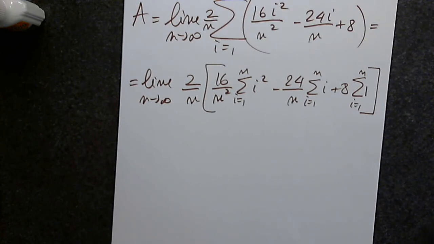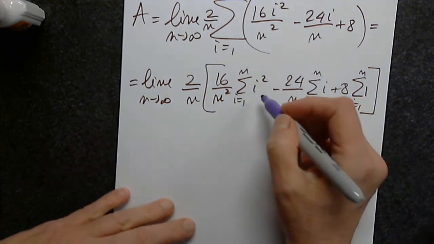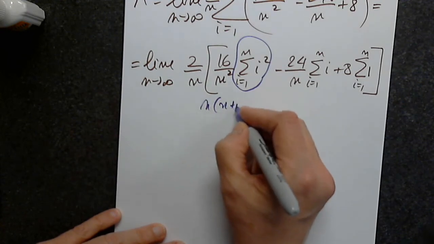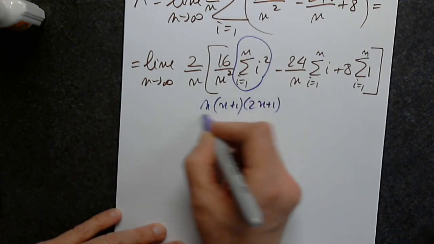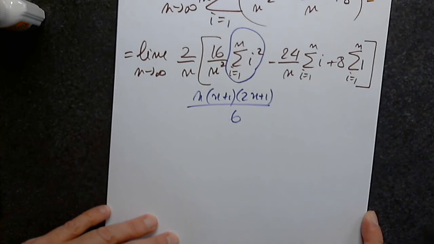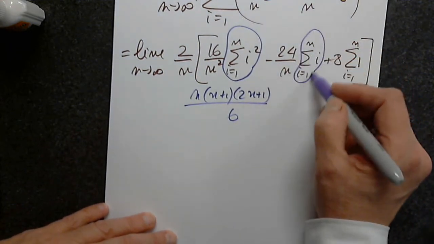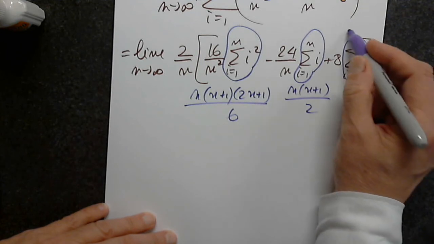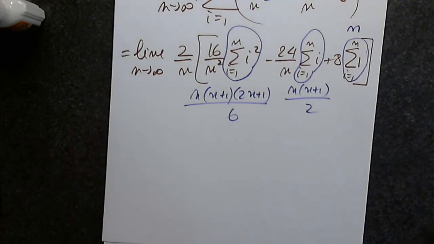So now we have to replace these three sigma or summation notations. The first one will be replaced with the ugly one, which is n times n plus 1 times 2n plus 1 over 6. The next one will be replaced with n times n plus 1 over 2, and the last one with n. Is this okay, everyone?